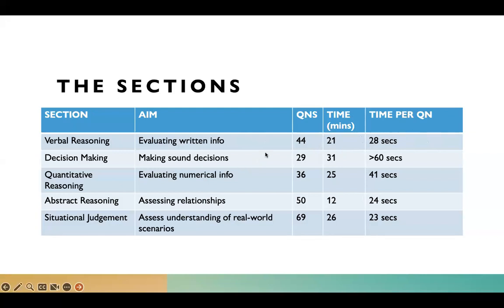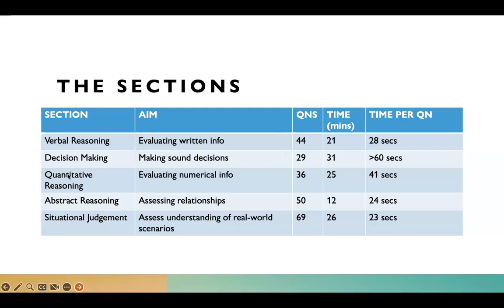Decision making. So this is essentially you get sort of puzzles and different problems and probability questions and things like that, which you have to use logic in order to answer them. So it's difficult explaining decision making because there's so many different types of questions you can get, but I will take you through an example later on. So for that one, you have the most amount of time. So you have 29 questions to complete in 31 minutes. So just over 60 seconds per question.